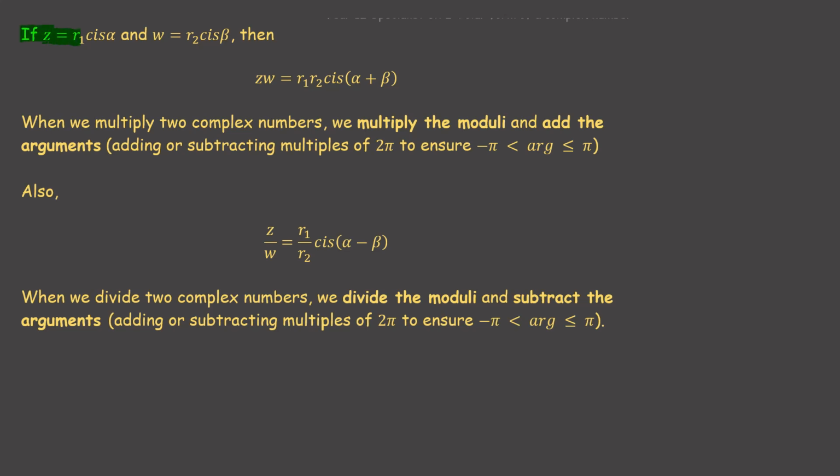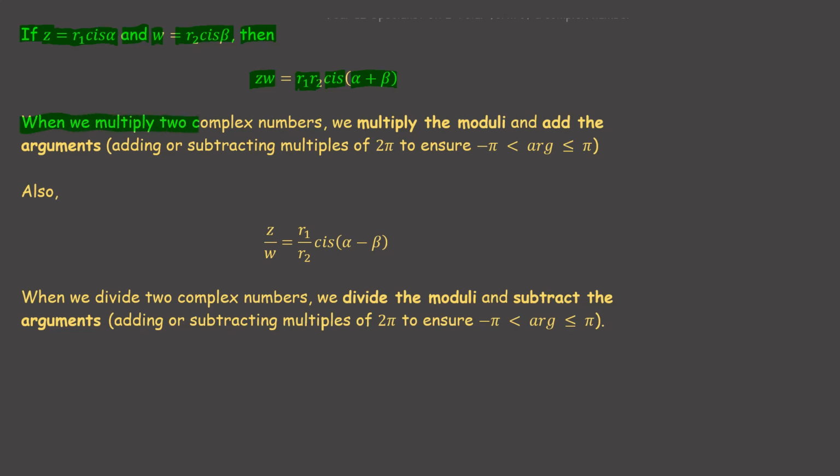If Z is equal to R1 cis alpha and W is equal to R2 cis beta, then when you multiply, ZW is R1 R2 cis alpha plus beta. In other words, it's much easier to multiply when we're in polar form.